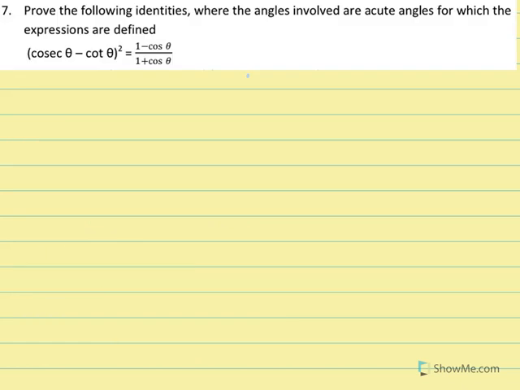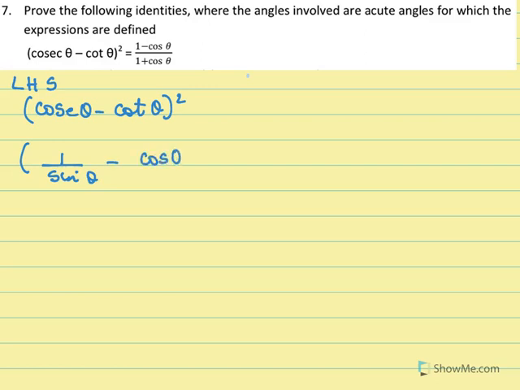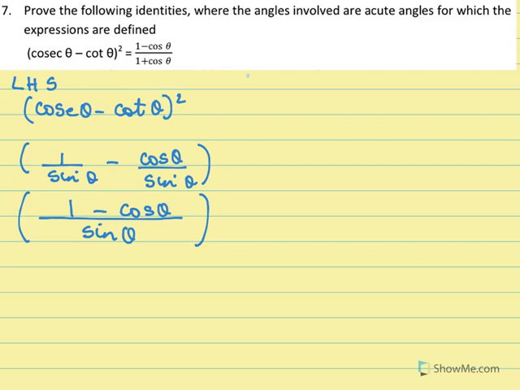Here again we have to prove the left hand side equal to the right hand side. So we have the left hand side as (cosec theta minus cot theta) the whole square. So cosec we know is 1 over sine theta, and cot we know is cos theta over sine theta. So within the bracket we now take the LCM, and the LCM is sine theta, giving 1 minus cos theta. Now this is square and this is square. Now the square is shared by the numerator and the denominator.